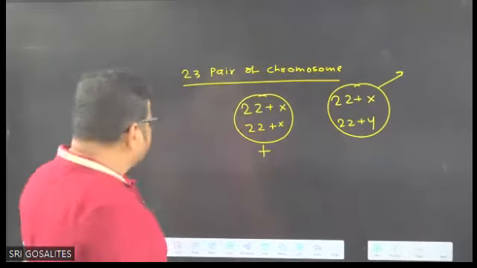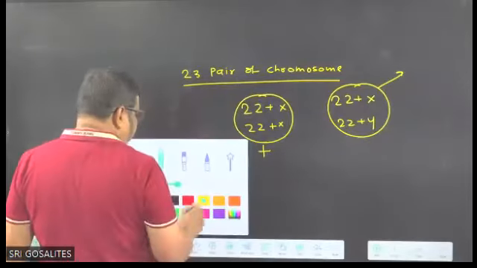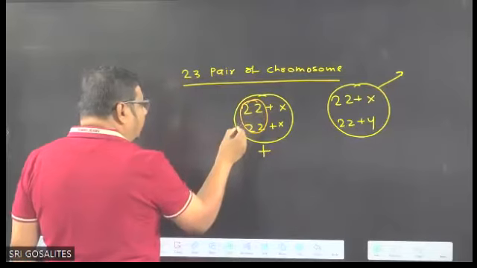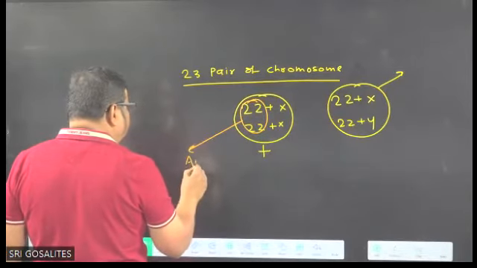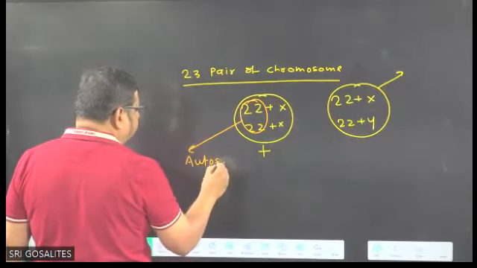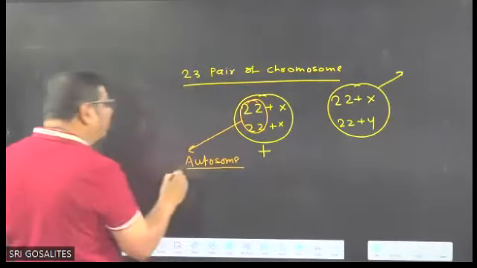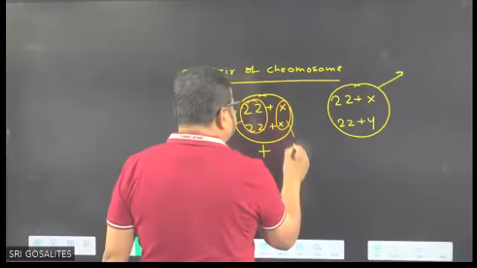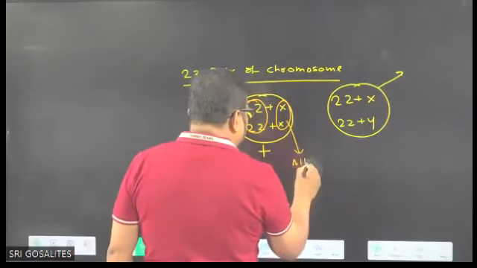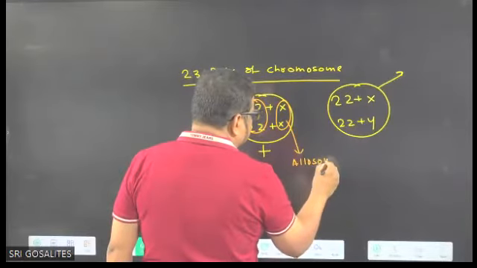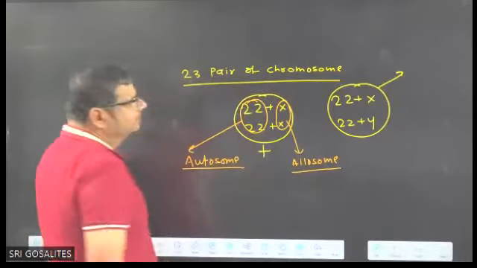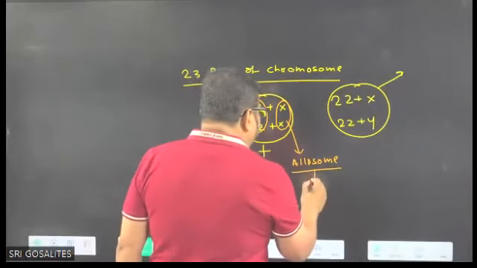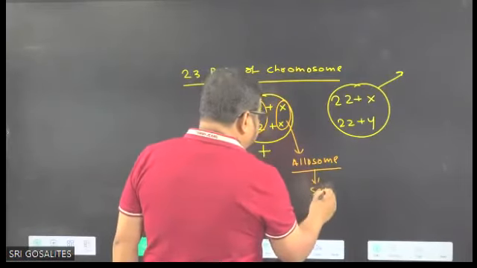Okay. So out of these, 22 pairs, meaning 44, are called autosomes. And these XX here, which is present, is called what? Allosome. Able to understand? And these allosomes are also called sex chromosomes.